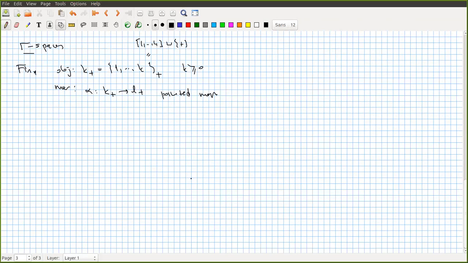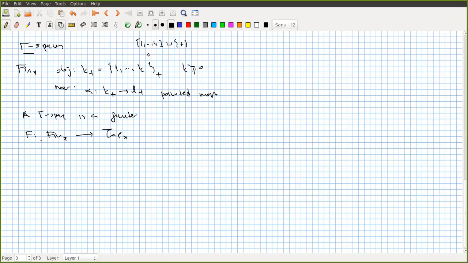Okay, so a gamma space is kind of similar to a simplicial set or a simplicial space. So it's a functor from this finite category to pointed topological spaces.